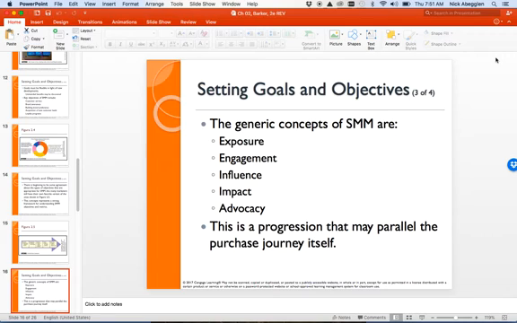Impact. How does social media marketing activity affect business results? Specifically, how does it affect the attainment of our goals? So what is it doing for the bottom line?